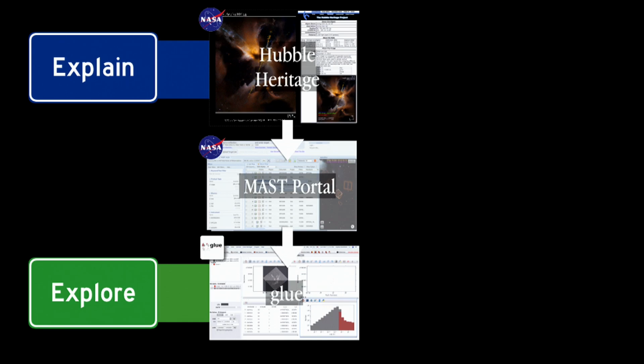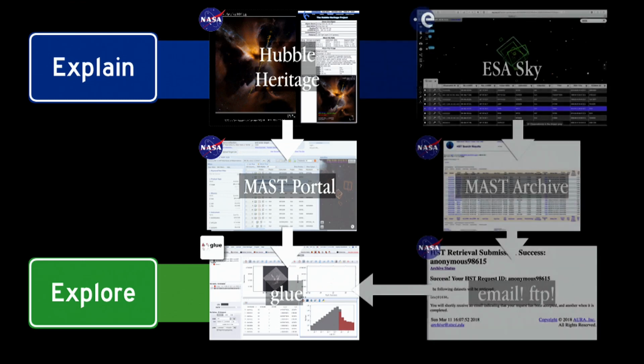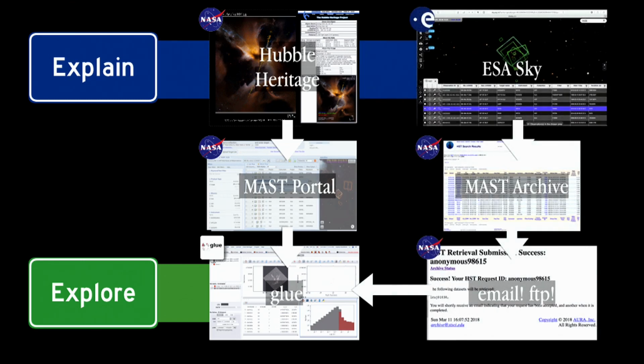And I know that we're in Washington, and I'm only supposed to talk about American things, but I should mention that there's a whole other path you could go through, a beautiful new program called ESA Sky, that comes from Europe, that oddly enough then points back to the NASA facilities, the MAST archive, and believe it or not, emails you the data and expects you to FTP it. But you could still put that into GLUE.